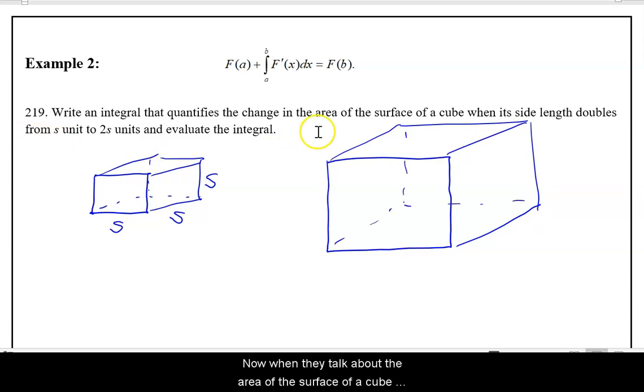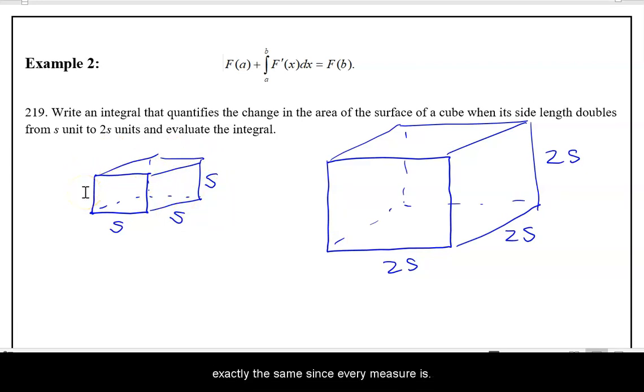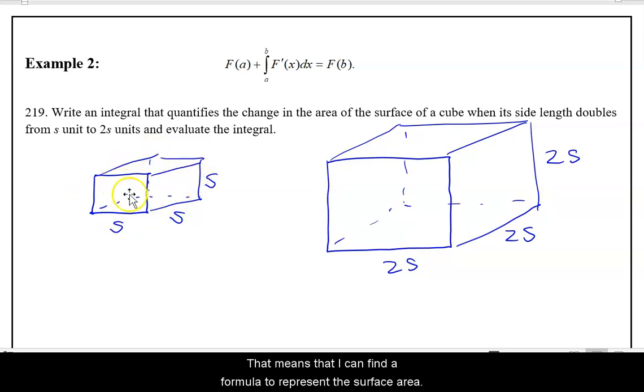Now, when they talk about the area of the surface of a cube, they're talking about surface area. For a cube, you know that when you look at the sides, you have basically 4 sides around the edges, a top and a bottom, or 6 sides total. For a cube, the measure of the area of all 6 sides is exactly the same, since every measure is the same. That means that I can find a formula to represent the surface area.